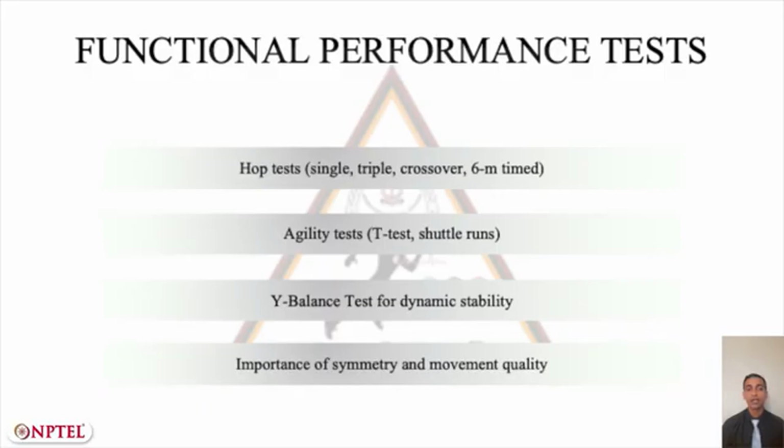These tests evaluate lower limb strength, dynamic stability, neuromuscular control, and symmetry between the injured and the uninjured limb. Agility tests like shuttle runs and T-tests assess direction changing ability. The Y-balance test evaluates stability during dynamic reaching. But it's not just numbers. The quality of movement is equally important.